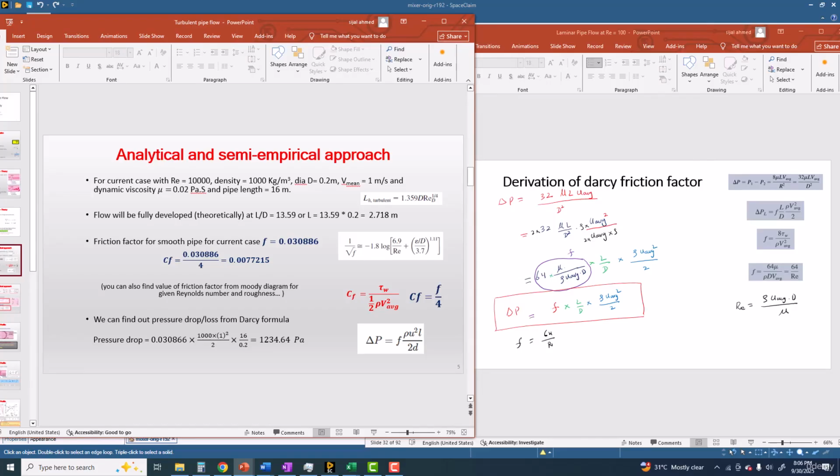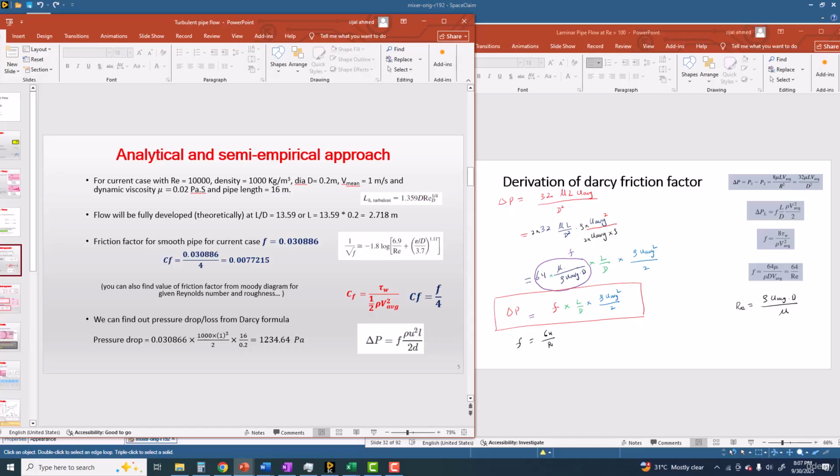The f into L by D into density velocity squared divided by 2. The small d shown here is the capital D, and the small l shown here is the capital L. This is the same length of the pipe and diameter.